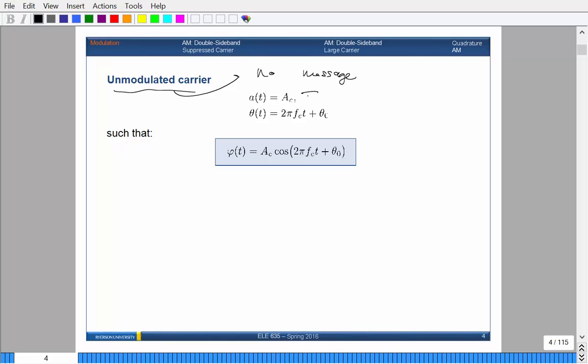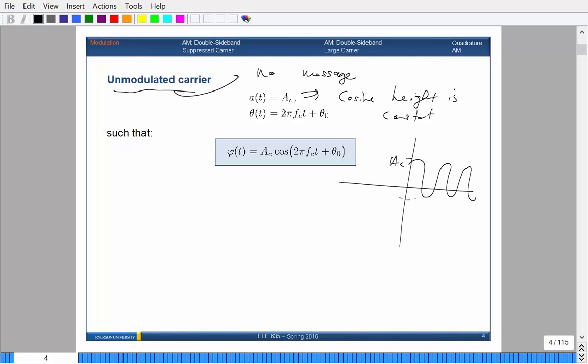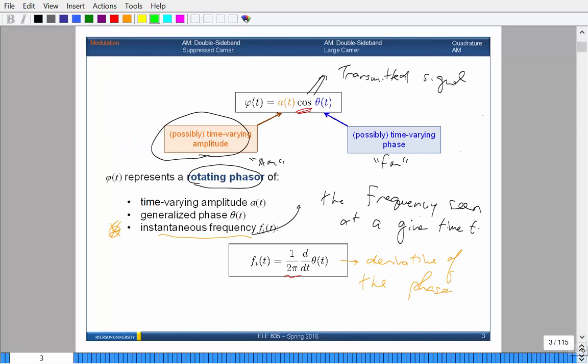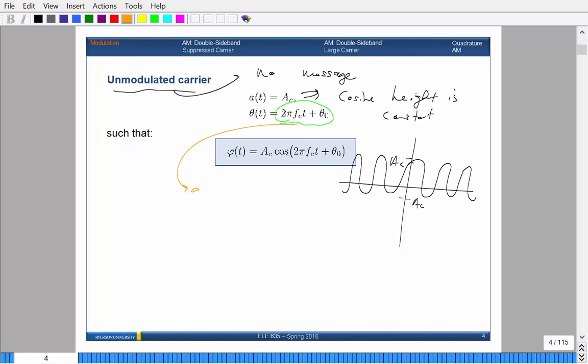Okay, so what I mean by no message is that the cosine height is constant. You have a cosine wave like this, right? It stays the same. So this is Ac and this is minus Ac, right? It just stays the same at a given point in time, okay? And there might be a possible phase shift as well. So this here is what's known as your generalized phase. And then you just substitute it into your cosine wave, and that's pretty much what you get.